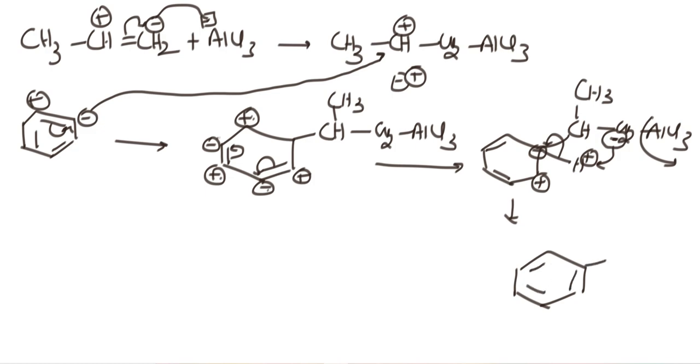This is the bond. CH, CH3, here also CH3. This is called cumene. Okay, the hydrogen I will write separately. So this is called cumene and also called isopropyl benzene.